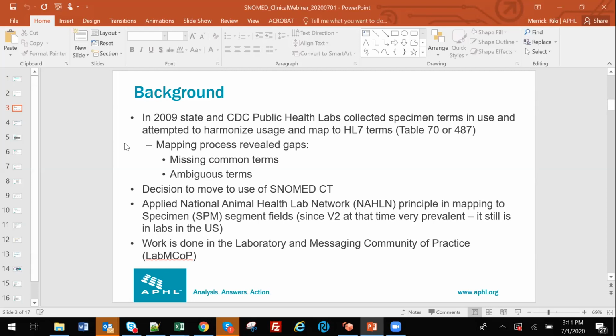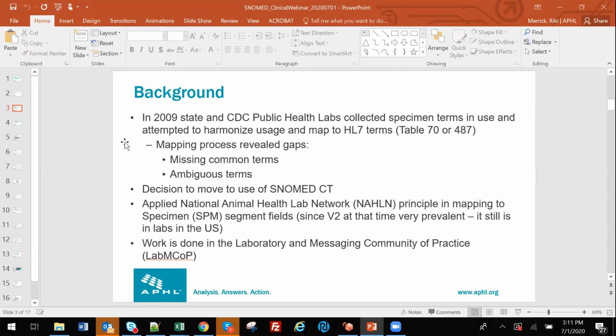When we were trying to map these HL7 terms, we noticed that common terms were missing and several terms were ambiguous because they didn't have definitions. They decided when they first put these tables together that the name by itself is definition enough, I guess. And so it was hard to figure out what they meant by some of the terms.